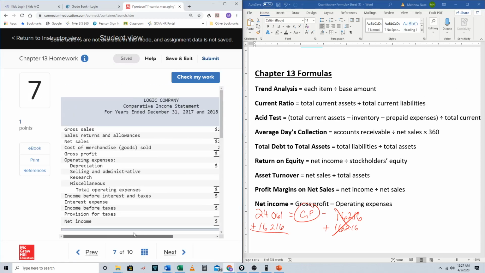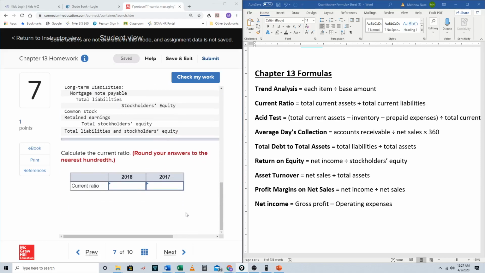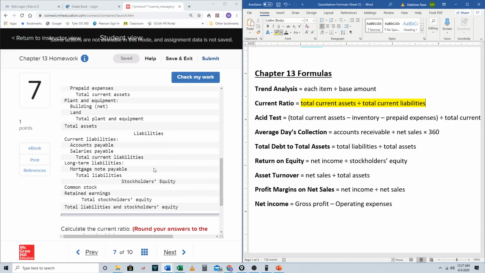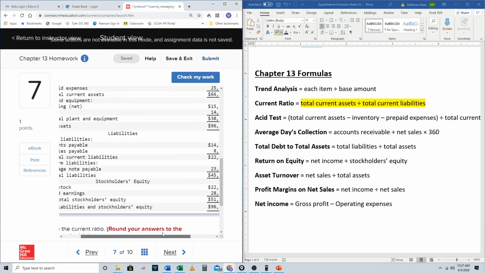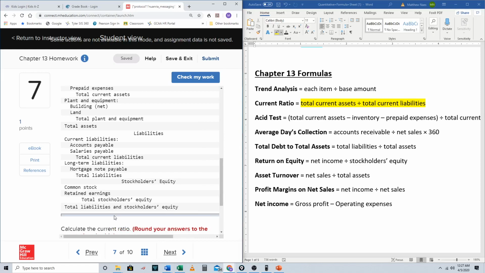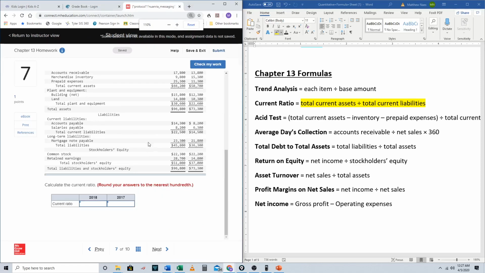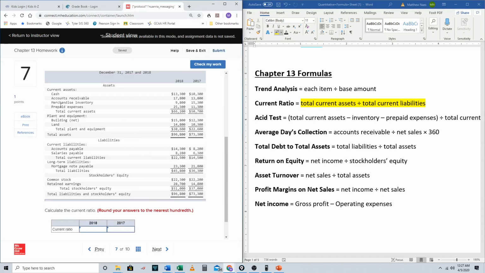This one's straightforward. Now, the thing I'm going to warn you about in this question is what they want. Okay, current ratio says total current assets divided by total current liabilities. Let me highlight this, so we can see everything. So we have current assets, and that's where people get stuck.